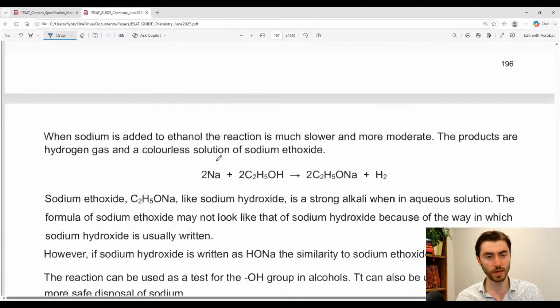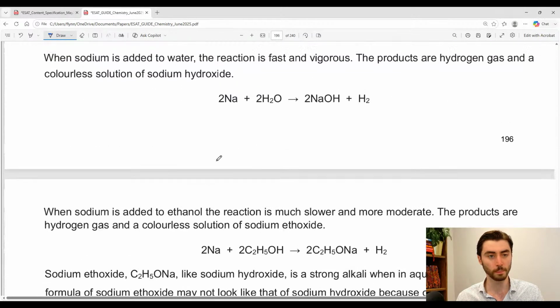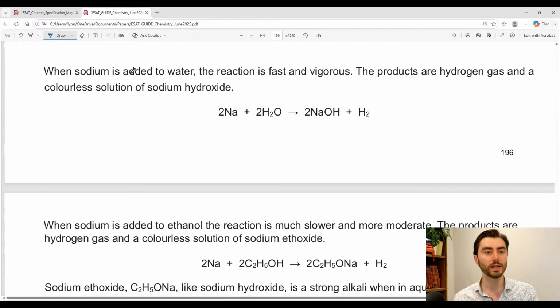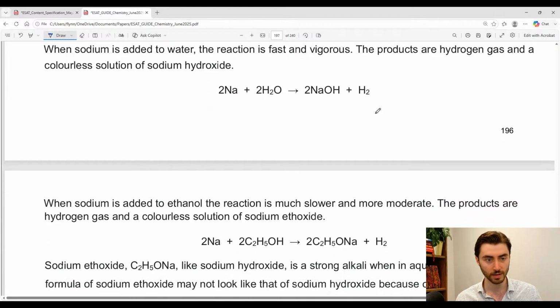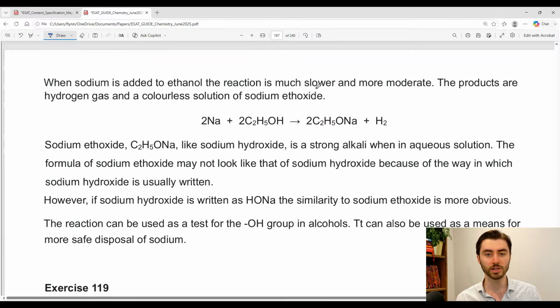And I really want to get, okay, so the reaction of alcohols with sodium. So when sodium is added to water, the reaction is fast and vigorous, where the sodium displaces the hydrogen because it's more reactive to form sodium hydroxide and hydrogen gas. When it's added to ethanol, the reaction is much slower and more moderate. The products are hydrogen gas and this thing, so it still displaces a hydrogen, specifically the hydrogen from the alcohol. It happens a lot slower.